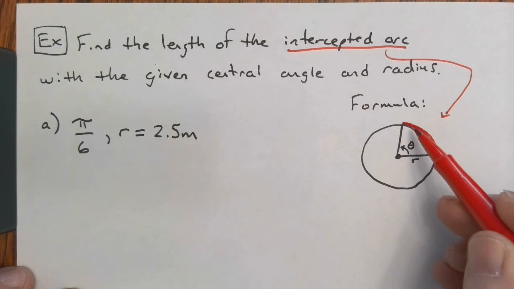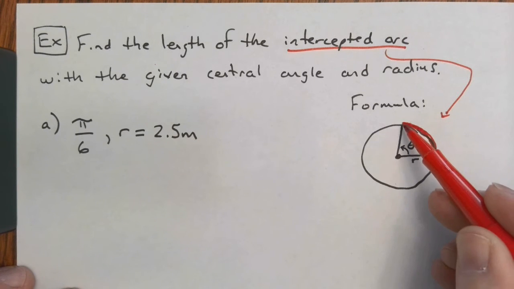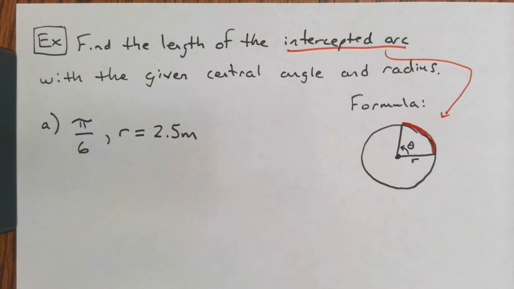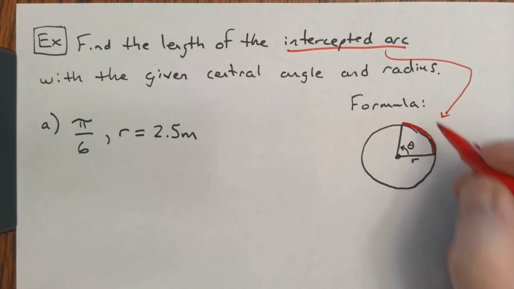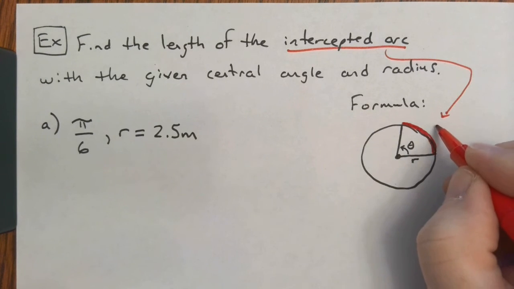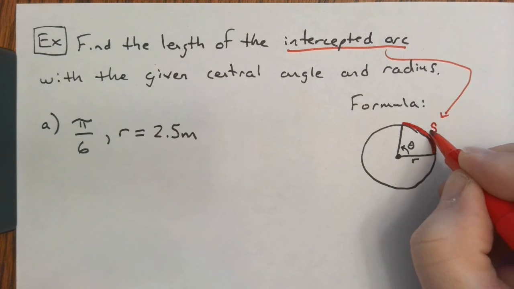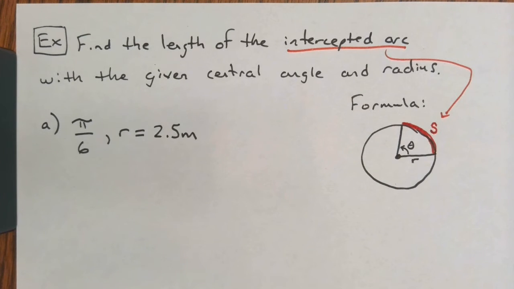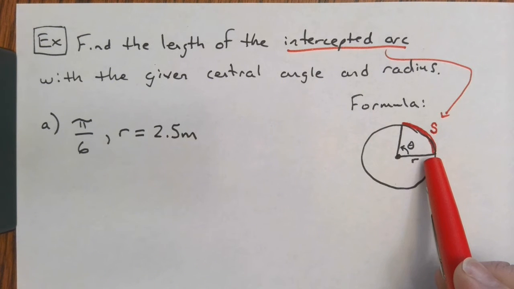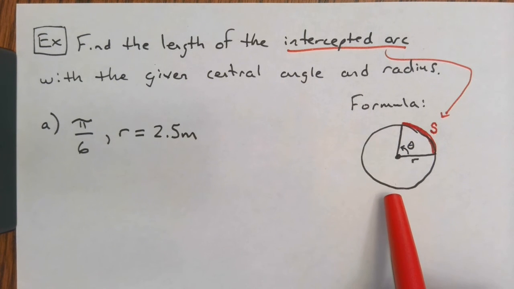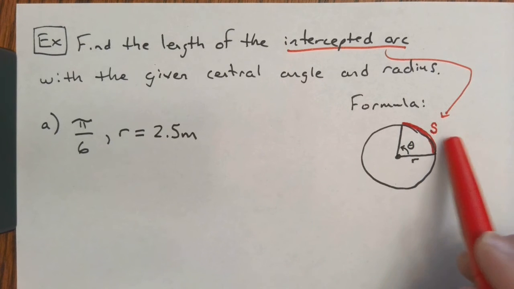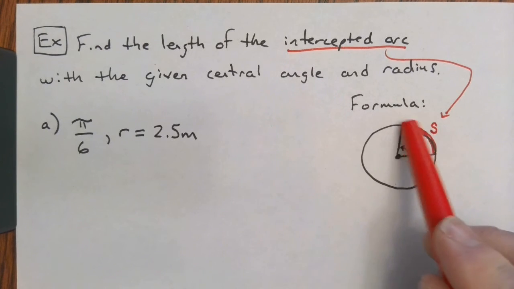It's a length. If we put a string there and measured that, we could straighten the string out and then measure that with like a ruler or something. The variable that they use for this intercepted arc is s. So there are three variables that are related with this idea. We have our radius, we have angle theta between the two radii, and then we have this length of this arc.